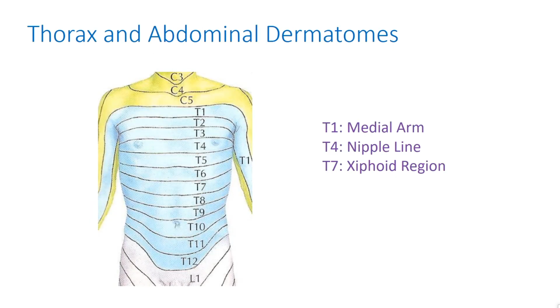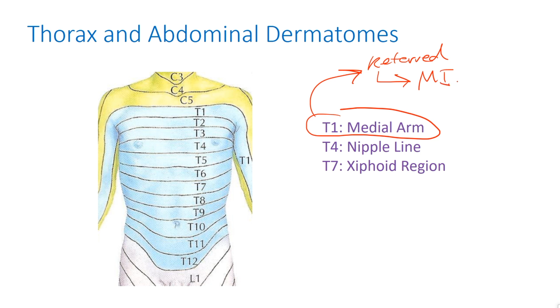Okay, now we've covered blood, we've covered lymph. Let's talk about dermatomes of the thorax. Now our T1 is going to be not only just the thorax and above the nipples, but it also goes to your medial arm. And remember, this is your referred pain. We're going to be talking about this when we get to cardiovascular, but referred pain from an MI, or myocardial infarction, will also radiate to the left arm.